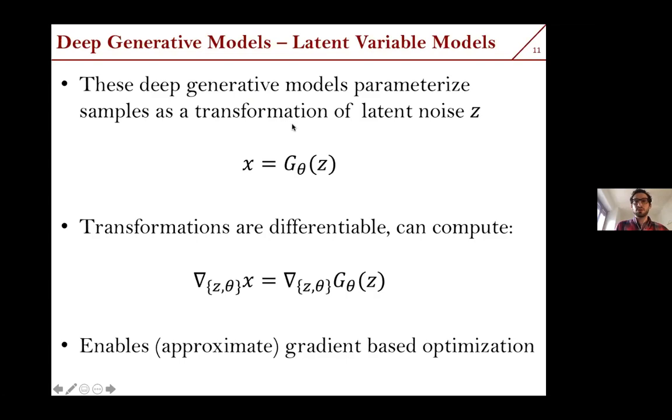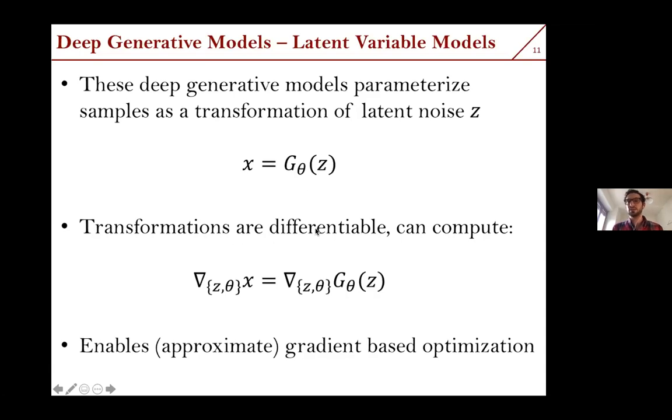And so these deep generative models are basically parameterizing the transformation from a latent noise variable, Z, into something that looks like real data. This transformation is typically a neural network that depends on some parameters, and most importantly, it's continuous.